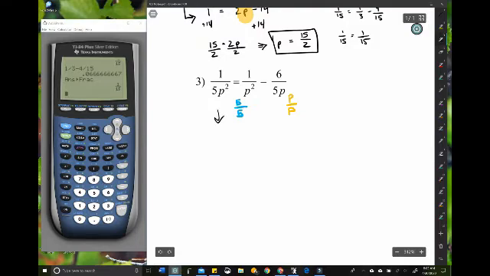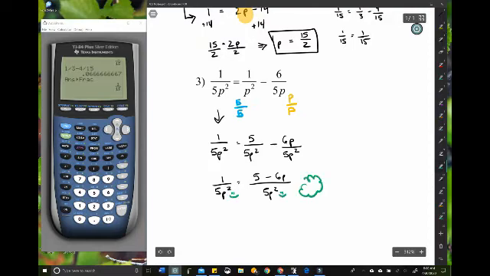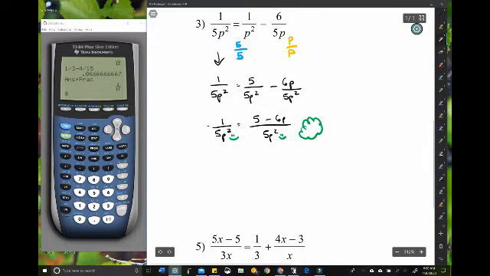When you do that, the first fraction already has everything. The next fraction, 1 times 5, is just 5. And then our denominator will come out to be the same. Second fraction, so minus 6p all over 5p squared. Adding like terms, 5 minus 6p all over 5p squared is equal to 1 over 5p squared. Denominators are the same, so they can disappear, and we'll just set it equal. 1 is equal to 5 minus 6p.